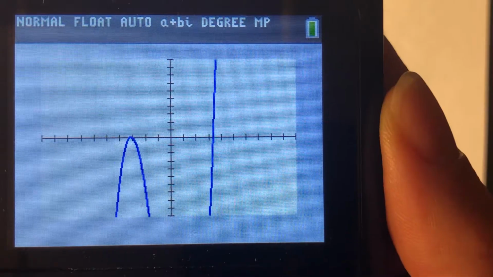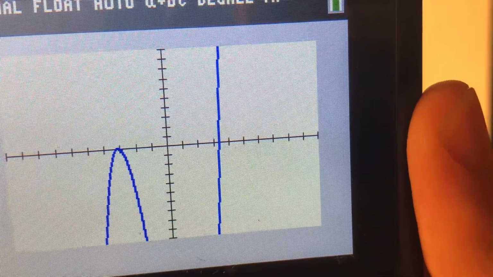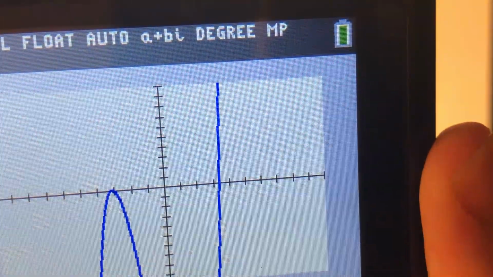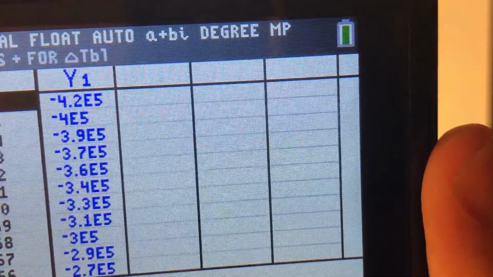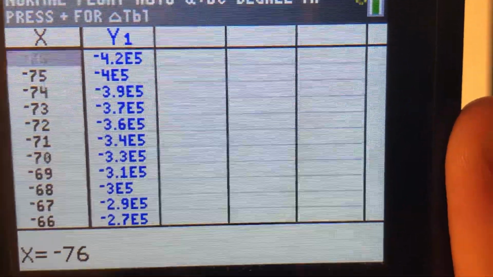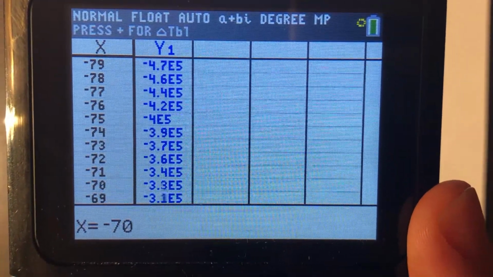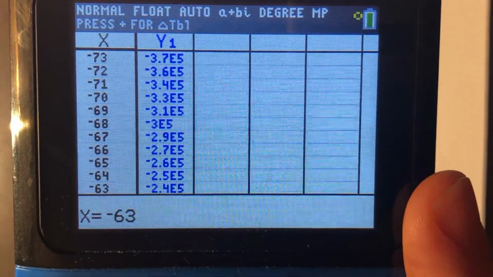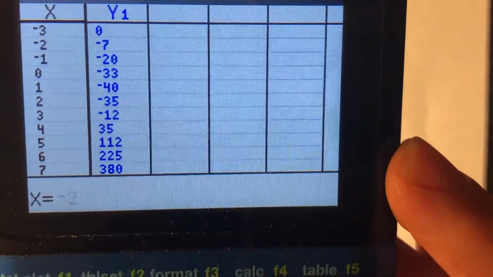So here is our graph. And we can't quite tell always where it hits, so we can look at the table. Whoa. My values are pretty far off. So let me go back to the center. Okay.